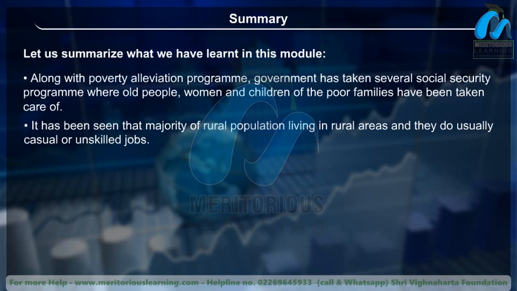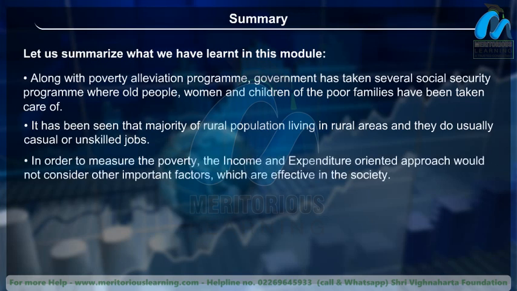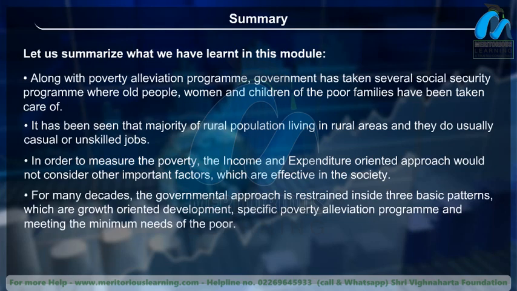It has been seen that the majority of the population lives in rural areas, and they usually do casual or unskilled jobs. In order to measure the poverty, the income and expenditure oriented approach would not consider other important factors which are effective in the society. For many decades, the governmental approach is restrained inside three basic patterns, which are growth-oriented development, specific poverty alleviation program, and meeting the minimum needs of the poor.